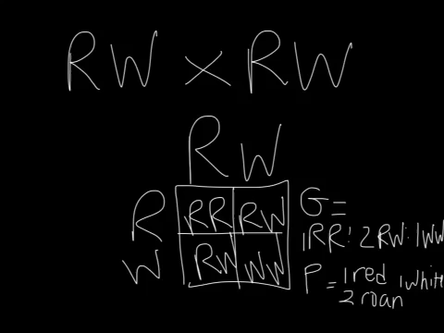Okay, so if I asked you about probability, what's the probability of these farmers having red cows? It would be 1 out of 4, or 25%. Probability of having roan cows would be 2 out of 4, or 50%. And the probability of having white cows would be 1 out of 4, or 25%.